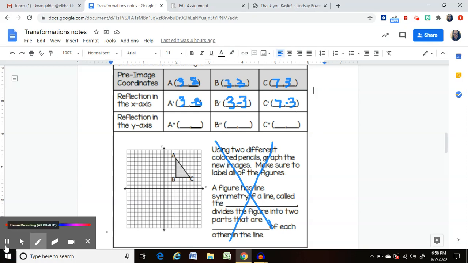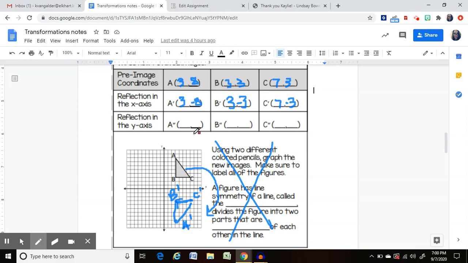And then I'll draw it out. And this is what it looks like. Yes, I know it's a lumpy triangle. Just deal with it. It's flipped over the x-axis. It went shadoop, floop, flip. So now I change my color for my next image. Now we're flipping over the y-axis.